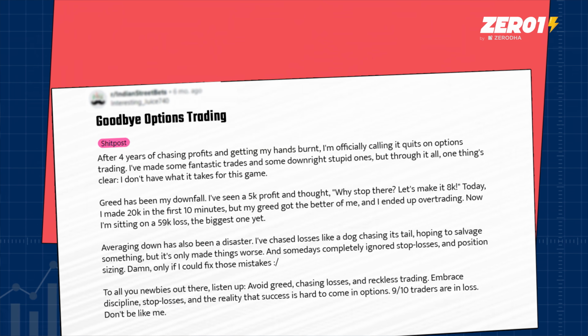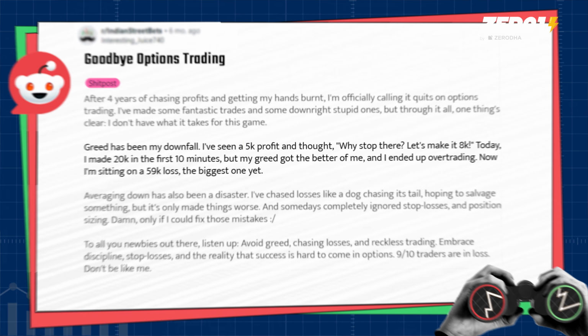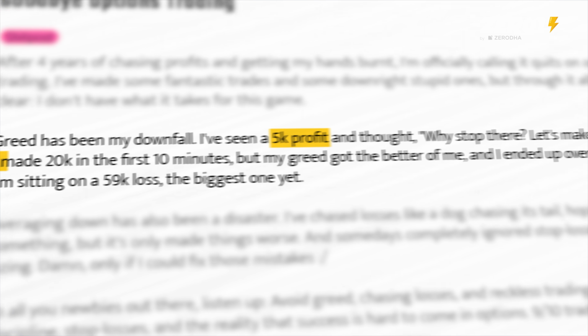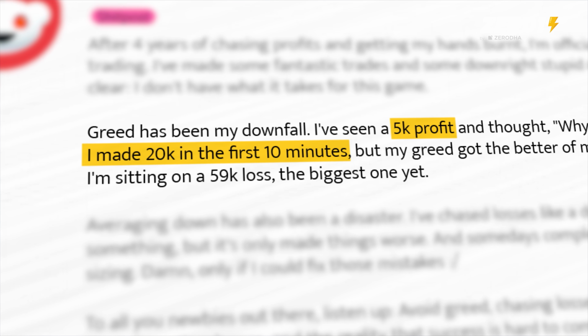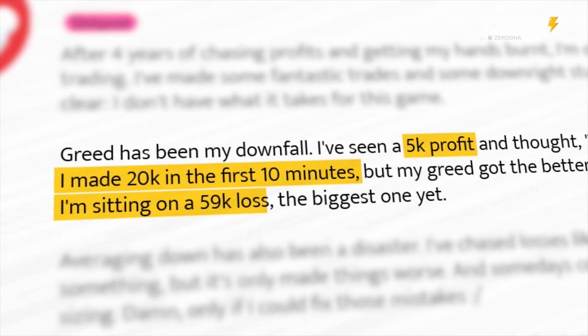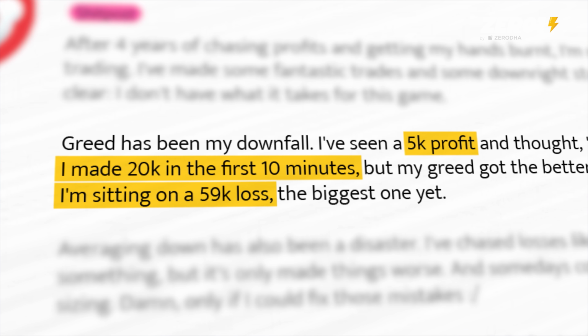Clearly, this person hadn't spent any time understanding how the option market works. He just went in to make some quick money, thought of it as gambling, and this is what happened. Another story on Reddit is even more interesting. He first made 5,000 rupees, then made 20,000 rupees in 5 minutes and thought, this is not that tough. I can figure it out. And eventually, he lost 59,000 rupees in just a few hours.